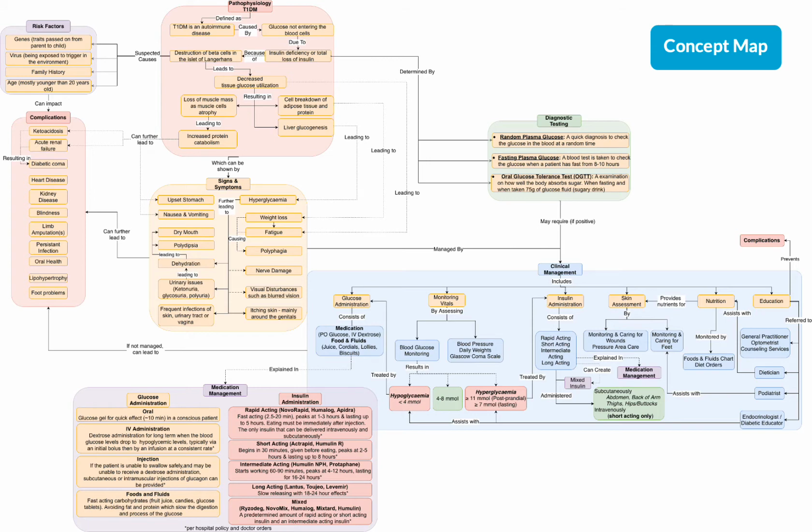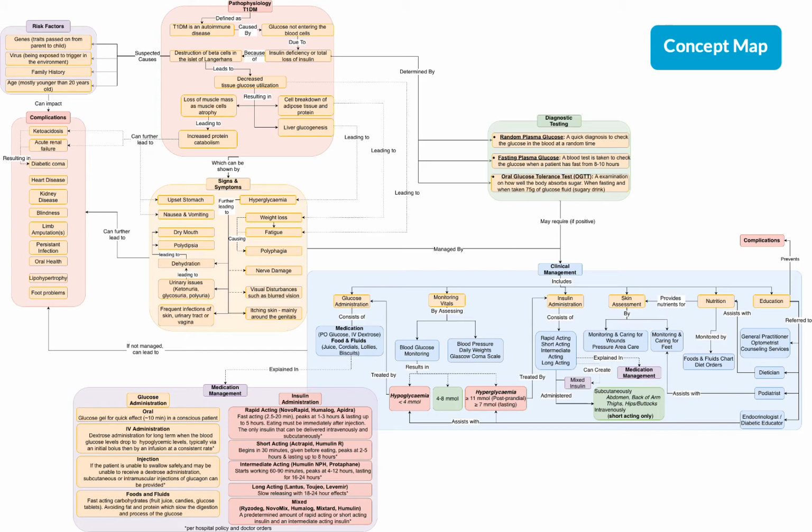So this destruction of the beta cells leads to a decreased tissue glucose utilization. So these lead into more signs and symptoms, but I'm going to continue with the pathophysiology. So this results in a cell breakdown of adipose tissue and protein, results in liver gluconeogenesis, and it also results in a loss of muscle mass as muscle cells atrophy or die, which then leads to an increased protein catabolism, which is the breakdown into amino acids.